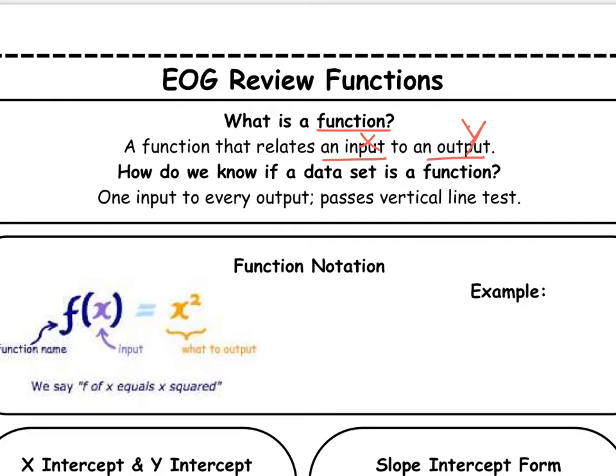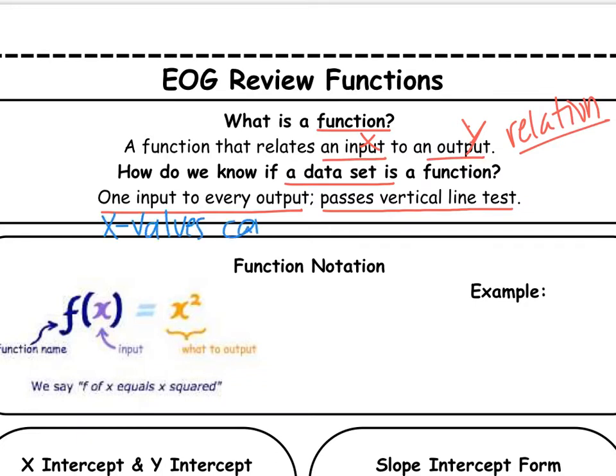So how do we know if a set of data is a function? A set of data we call a relation, if you remember. So a relation is just a set of data. If that relation has one input for every output, it is a function. If it passes the vertical line test, it's a function. And so another way to put one input for every output is that the x values cannot repeat. Because if they do, it will not pass the vertical line test, and that set of data or that relation is not a function.